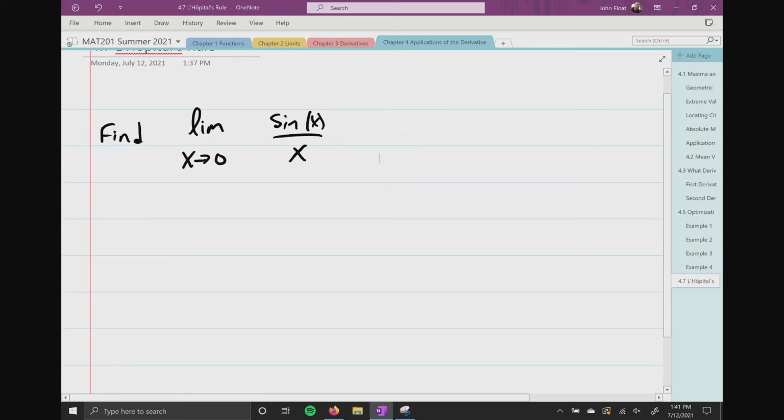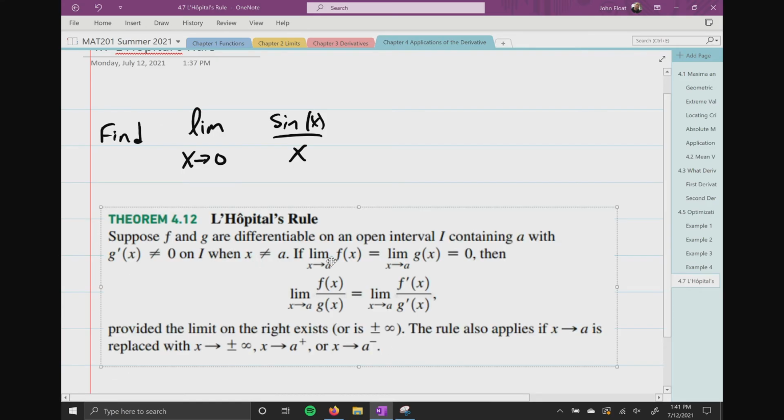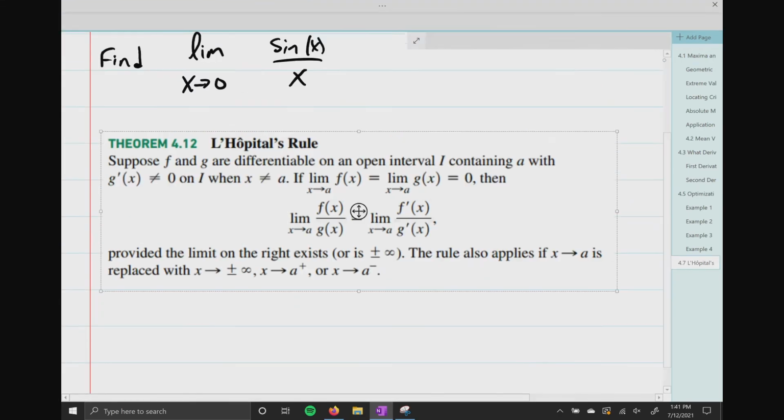There's another way to do this problem. And that other way deals with this rule right here, which is L'Hopital's rule. So L'Hopital's rule says that suppose f and g are differentiable on an open interval I containing a, with the derivative of g not equal to 0 on I when x does not equal a. In other words, what you need, let me maximize this.